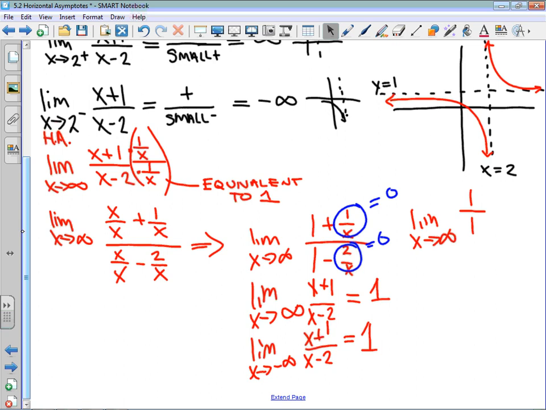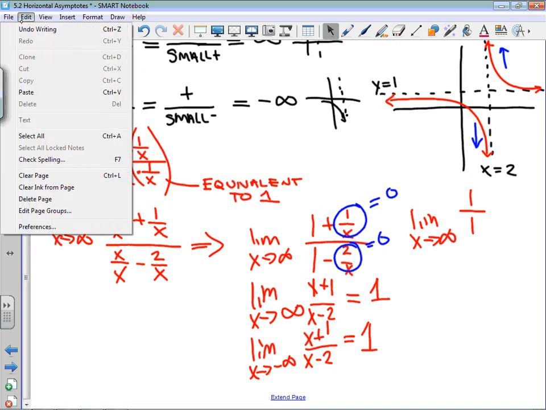From the left, we can see that the function approaches positive infinity. Sorry, from the right, the function approaches positive infinity. And from the left, the function approaches negative infinity. It's a key kind of shift between when you talk about horizontal versus vertical asymptotes. You do really have to try to make sure you stay within the descriptor or the technique for both of those things.